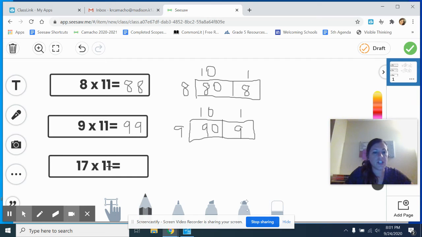All right, and then finishing up, my last problem I'm noticing has changed a little bit because now it's a 2-digit times a 2-digit. Because this is still an 11, I think I'm going to stick with my same strategy. And I'm actually going to do the 17 times the 10, and then the 17 times the 1. Some friends might even like breaking apart the 17 into 10 and 7. So I have 4 parts I'm working with. But because this is such a friendly number, I think I'm going to keep my 17 together.